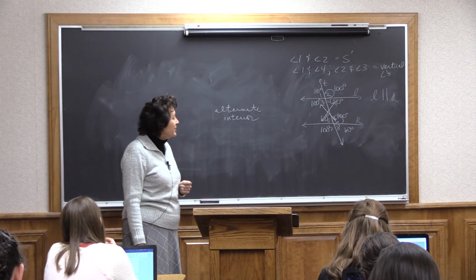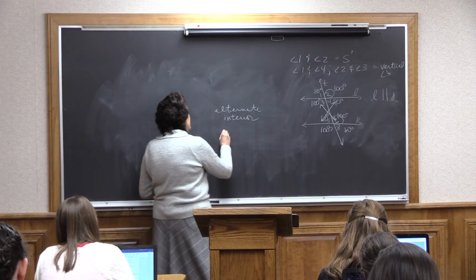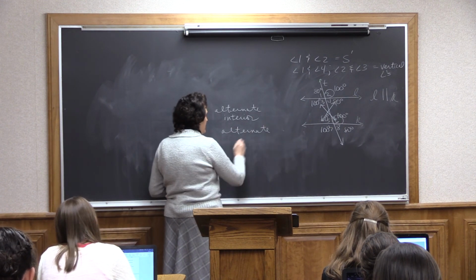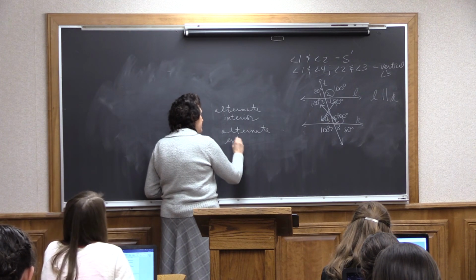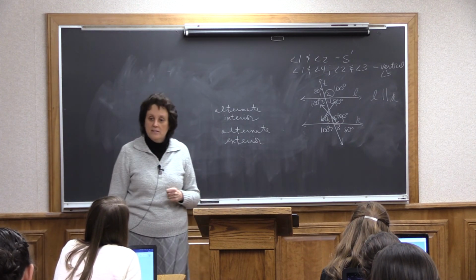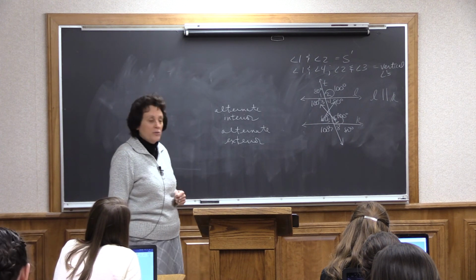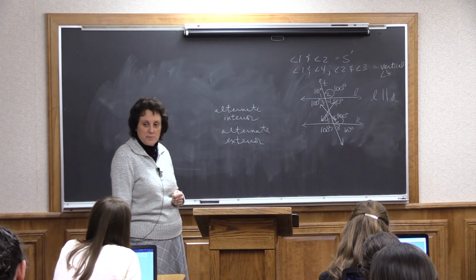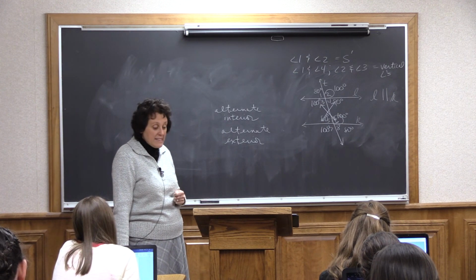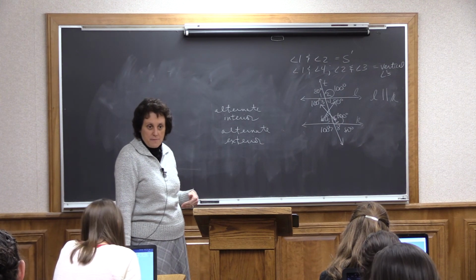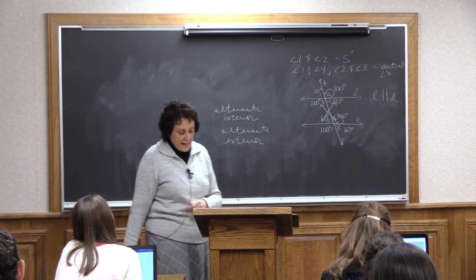And then we have alternate exterior. But actually we don't even need these because we got so many relationships going on. You can see that 2 equals 7 because those are alternate exterior angles. So all kinds of relationships that you can do based on location and relationships. We can solve for missing angles.